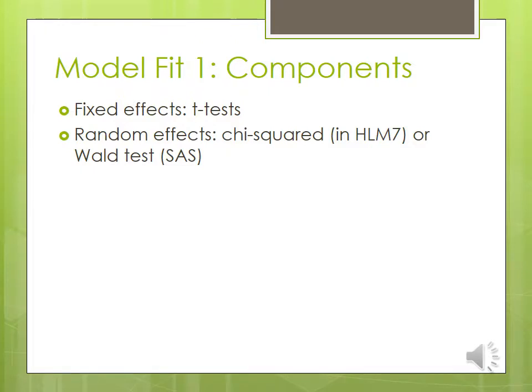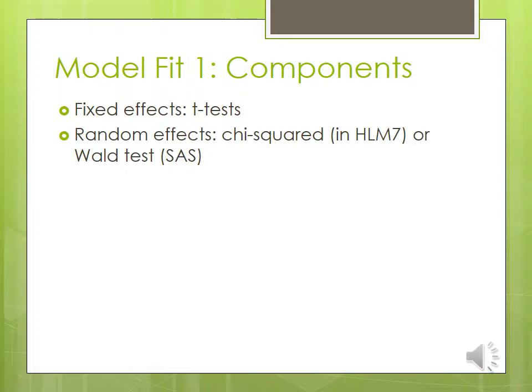So let's talk model fit. There are multiple components that you want to look at and that you want to report. Some of those are similar to what happens in regression, and some of those are a little bit more complex. So first of all, we're going to look at the fixed effects. Those are our betas or gammas, and those are just testing if the effect itself is statistically significantly different from zero. And those are t-tests, and that's very similar to what we see in a regression.